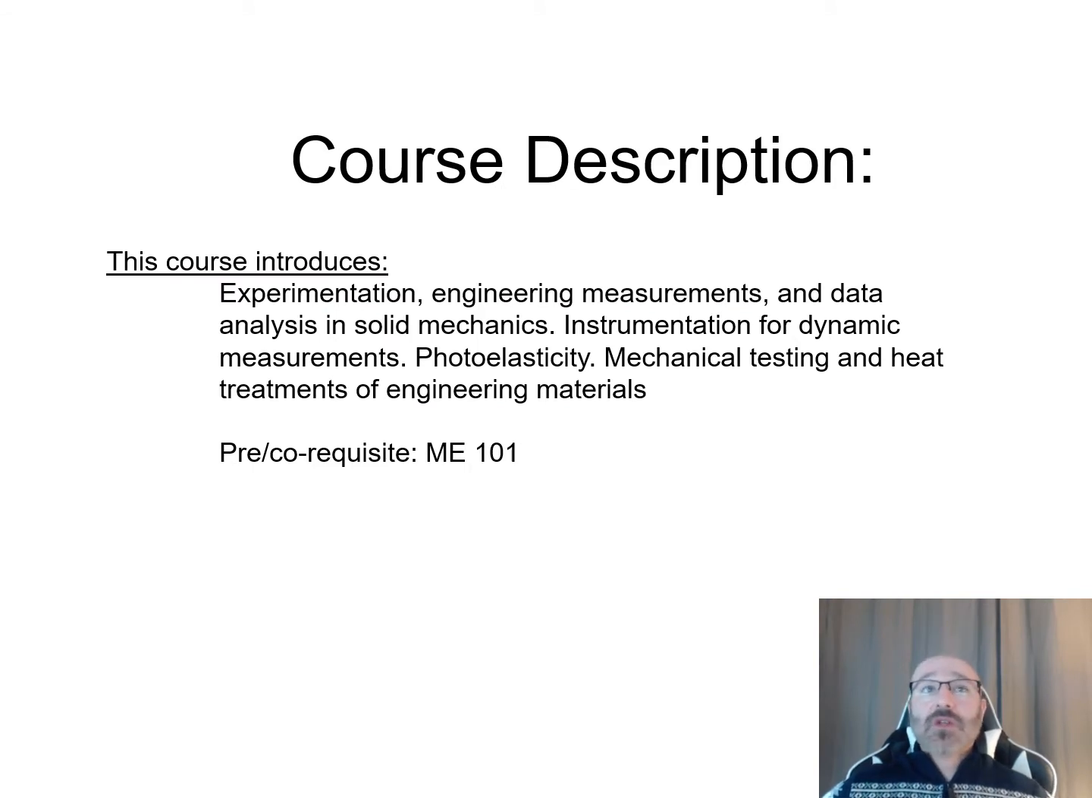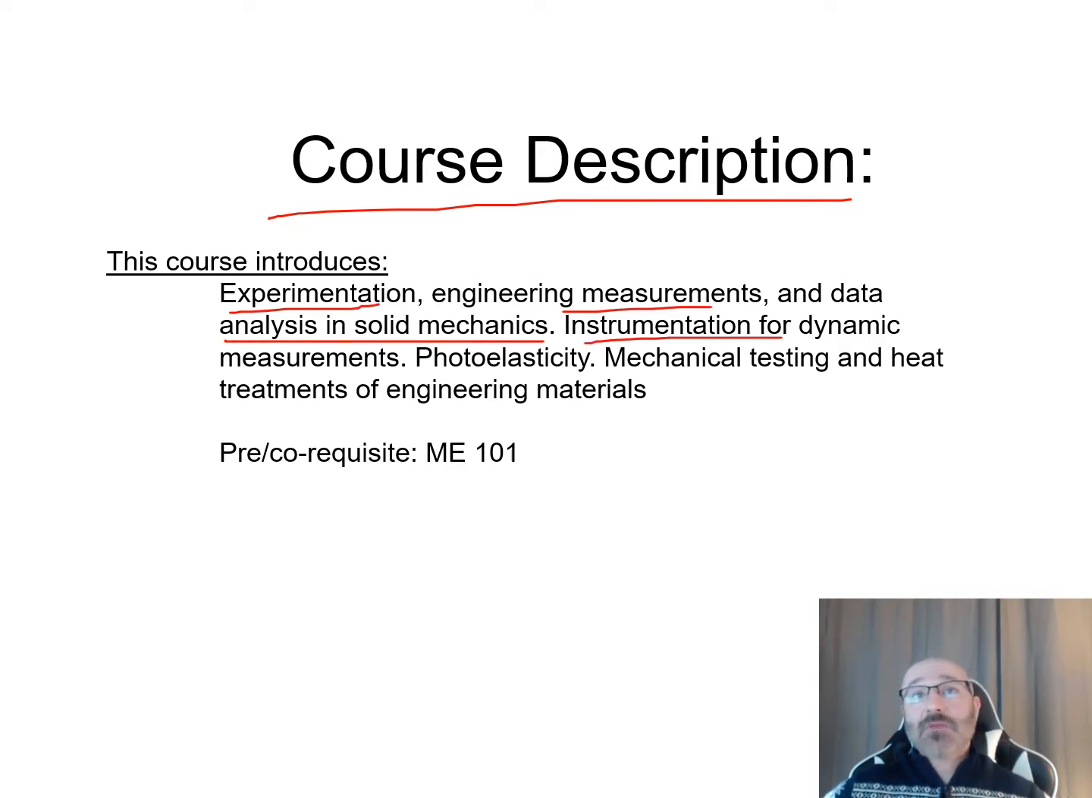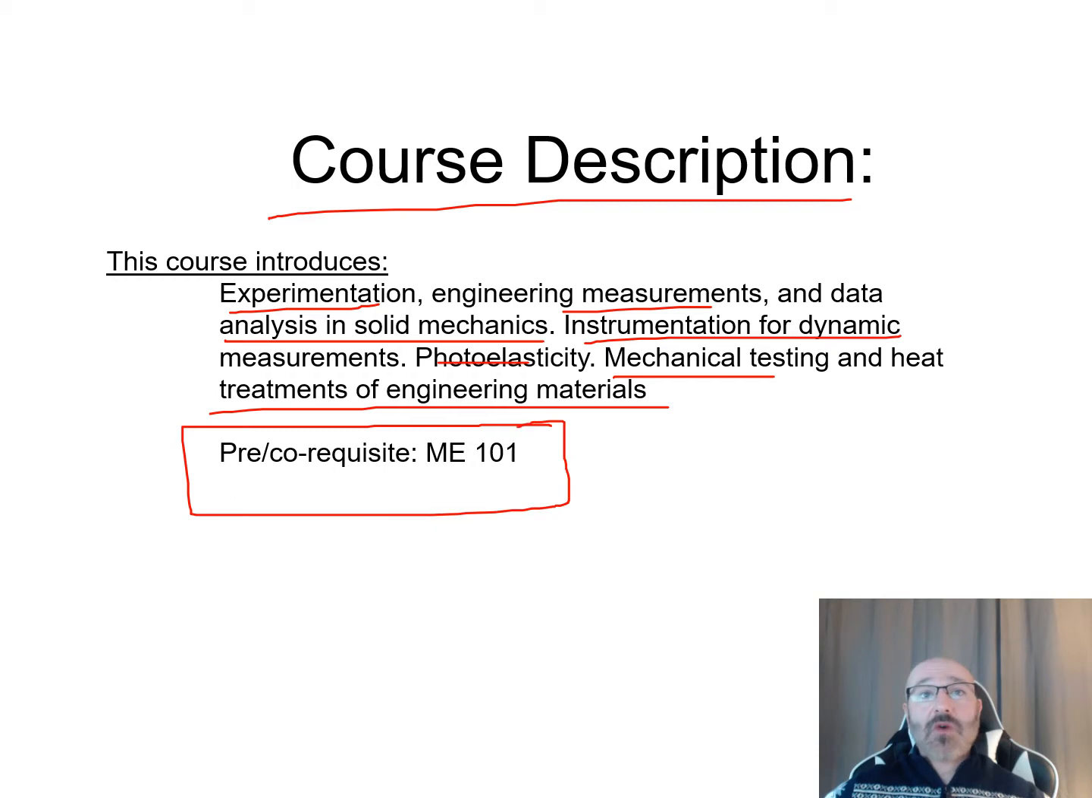So, description of the course. What we're going to do here is introduce experimentation, engineering measurements, data analysis in solid mechanics, instrumentation for dynamic measurements, photoelasticity, mechanical testing, and heat treatments of engineering materials. So this is a rough overview of what we'll be looking at this semester. I'll get into some more details with each of the 6 labs that we'll be performing. Your prerequisite and co-requisite for this course is that you've taken ME 101. So we expect that you have this knowledge and these resources as you're going back and writing up your reports.